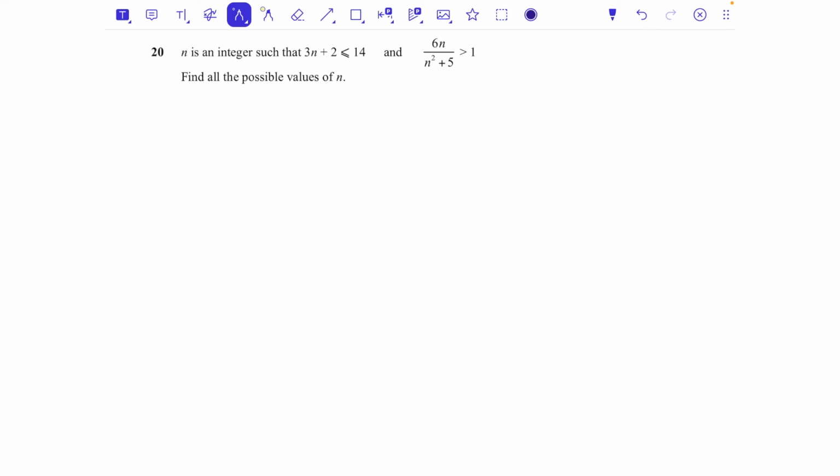Find all the possible values of n. So we're looking at inequalities here. First, let's look at the linear one. This one here is a little bit easier, so let's solve that first. So 3n add 2 needs to be less than or equal to 14.